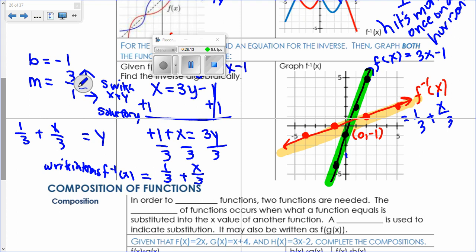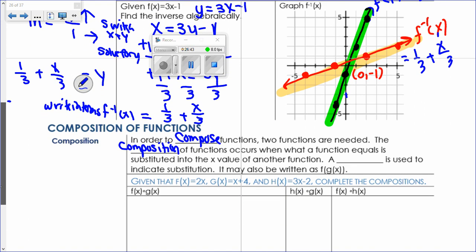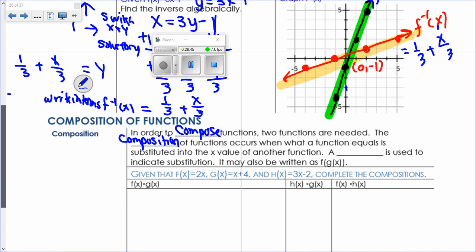So what we're getting to, you're going to be composing functions. In order to compose functions, 2 functions are needed, typically the function and its inverse. So the composition of that occurs by replacing one function into another. That's what we're going to be doing.